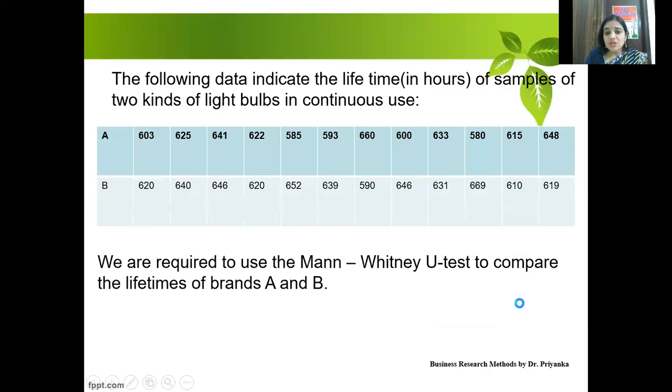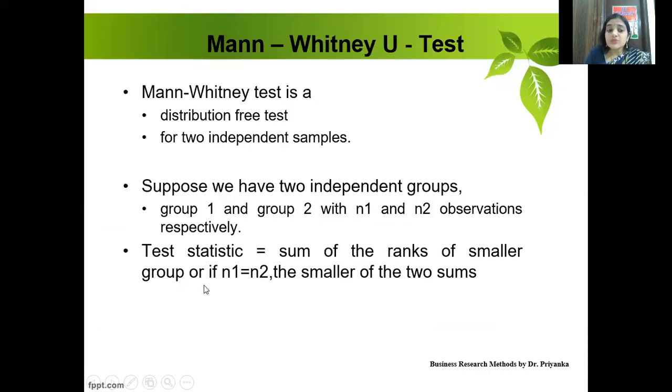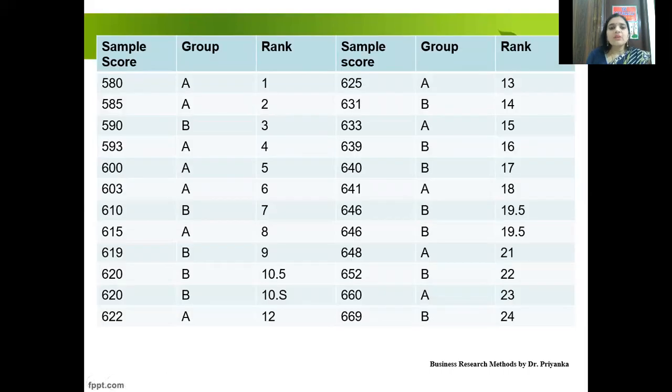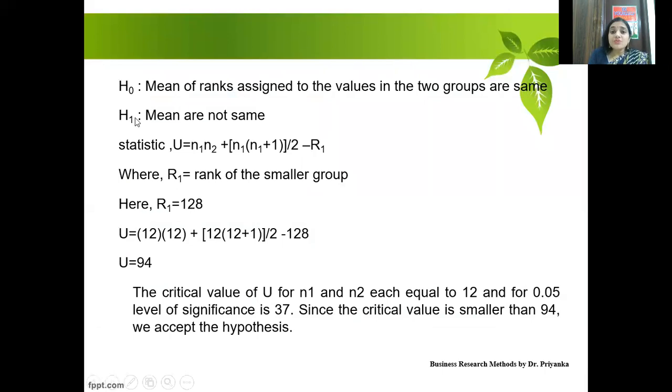Now, as we mentioned, the sum of ranks of the smaller group would be the test statistic, or if N1 is equal to N2, then the smaller of the two sums would be taken. We will sum all the ranks of A separately and all the ranks of B separately, and then check whether these are the same or different. The null hypothesis H0 here is that the mean of ranks assigned to the values in the two groups are the same, and H1 says the means are not the same.